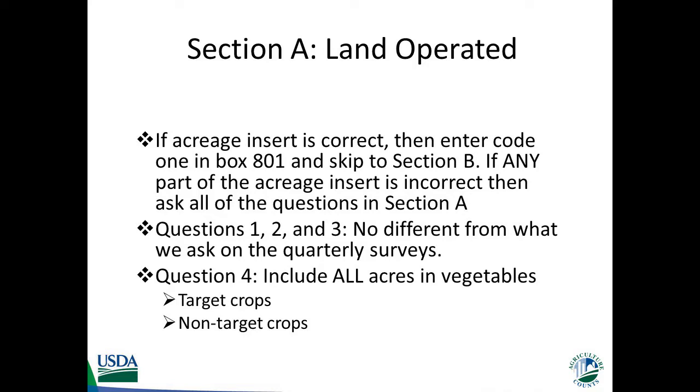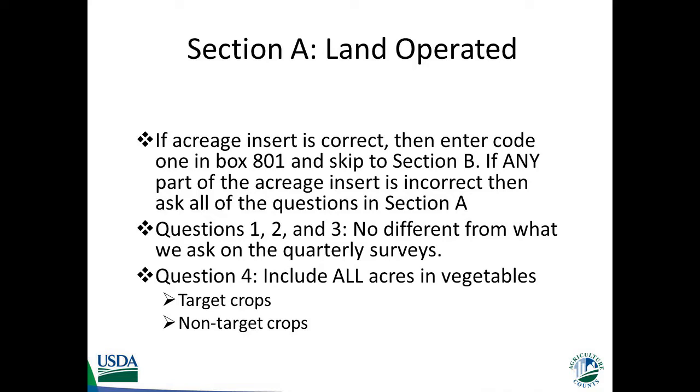The form will show what acres were reported by the operator on the integrated screening survey, which took place during May, June, and July. If the acreage insert is correct, you can enter a 1 in box 801, then skip to section B. However, if any part of the acreage insert is not correct, then we will need to ask all of the questions in section 1.